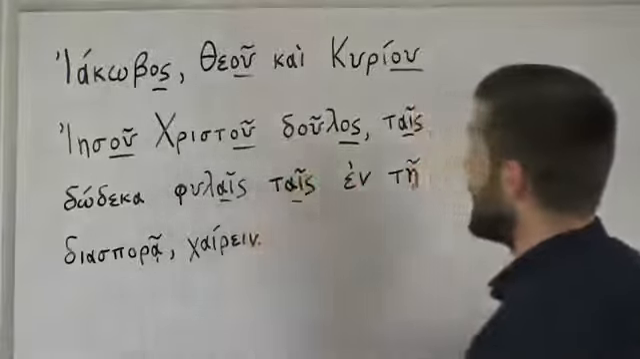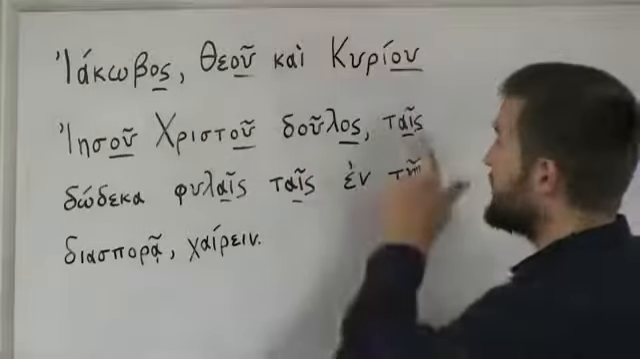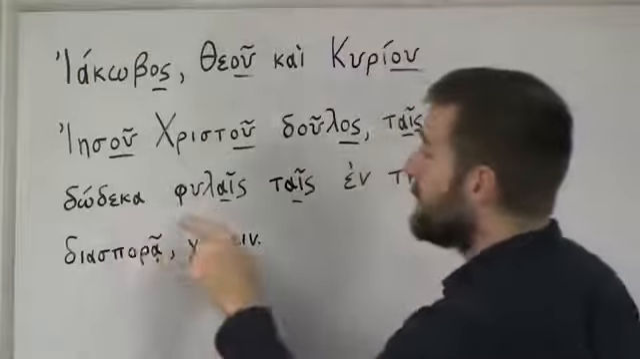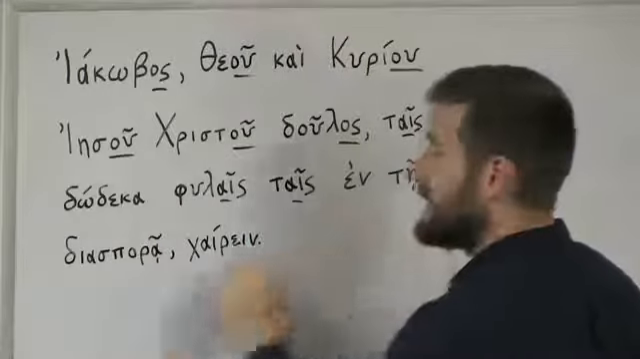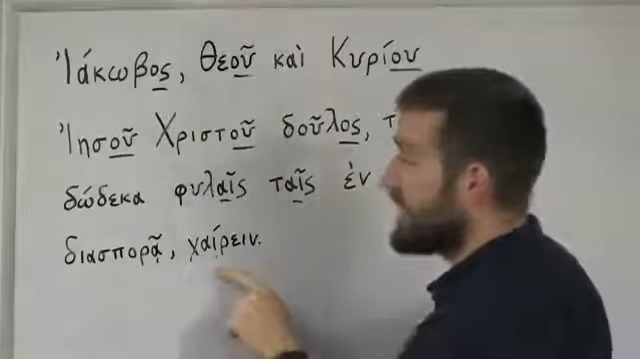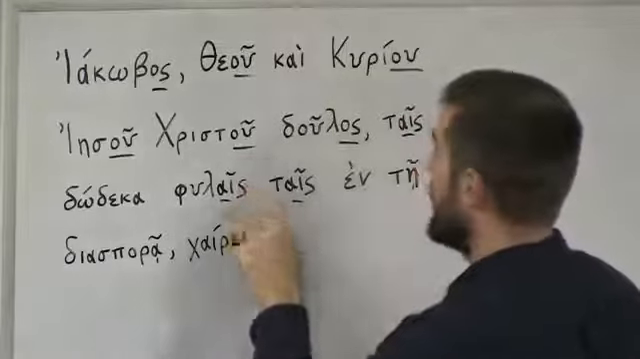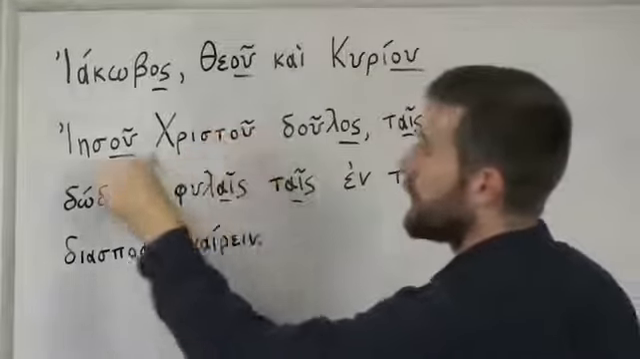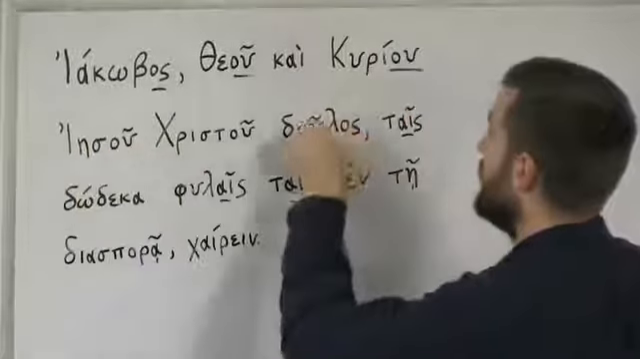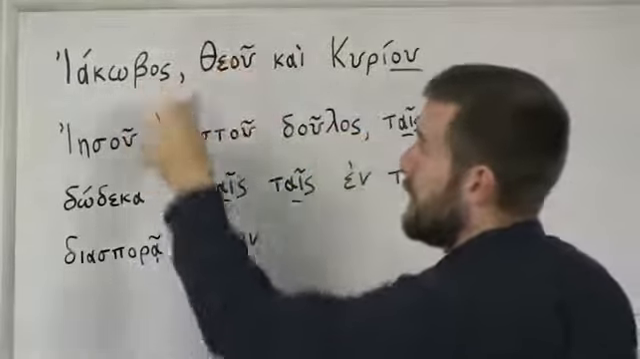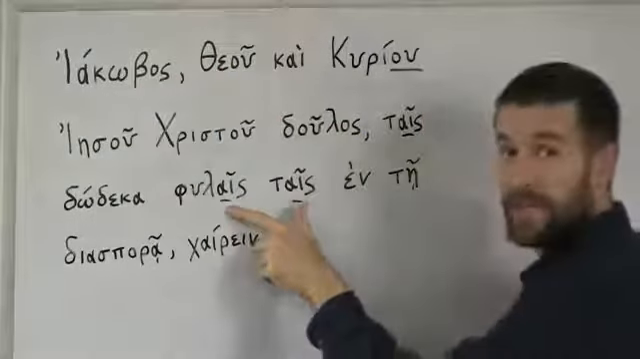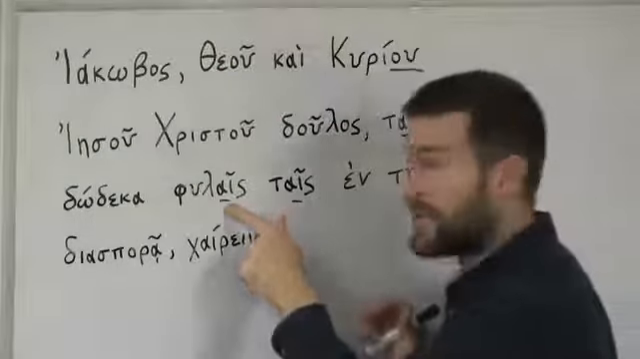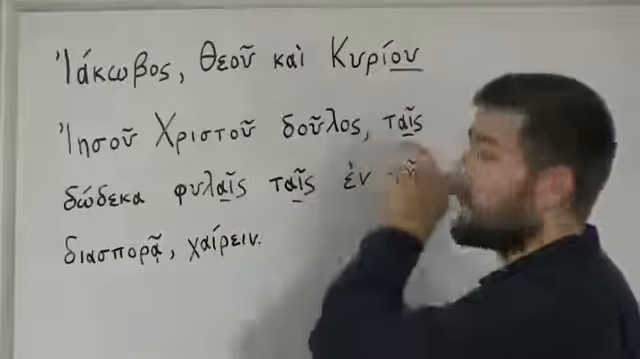So let's look at the next half of the verse here. It says, tes dodeka philes, tes enti diaspora, cherin. All right, now I've underlined some of these diphthongs for you to help you notice them in the second half of the verse here. And it's this alpha iota diphthong that I want to draw attention to.